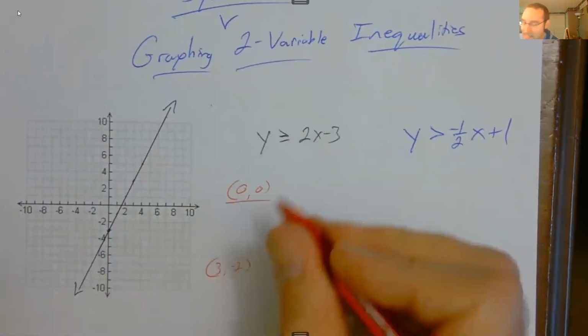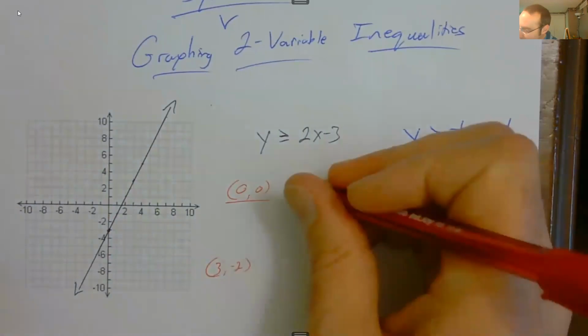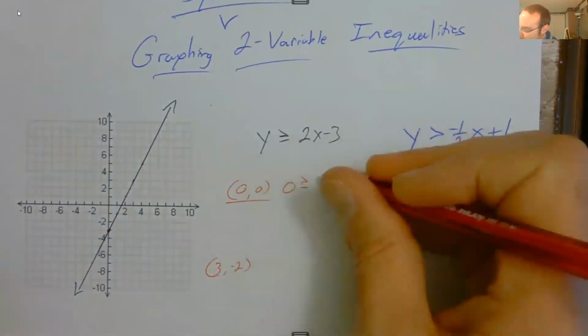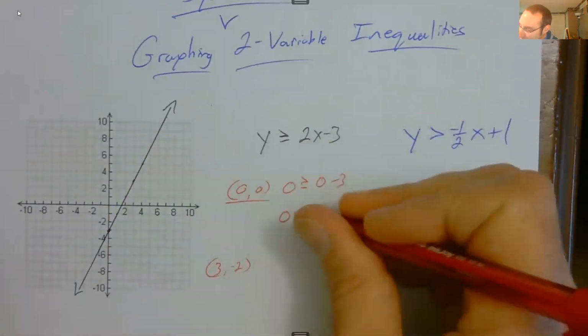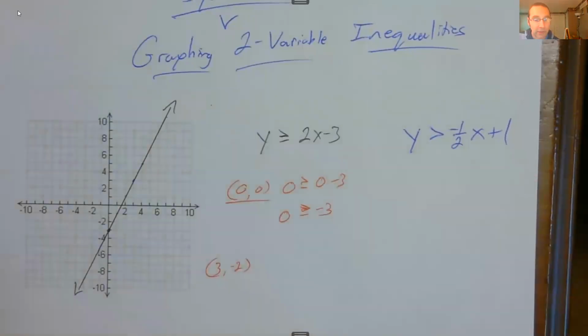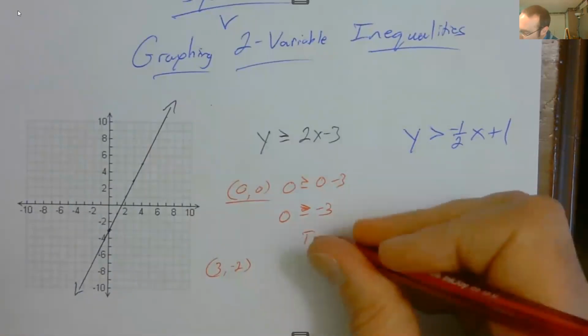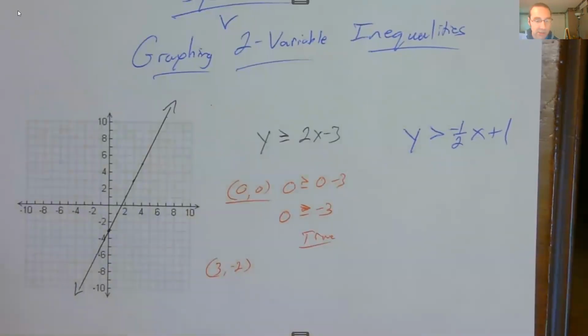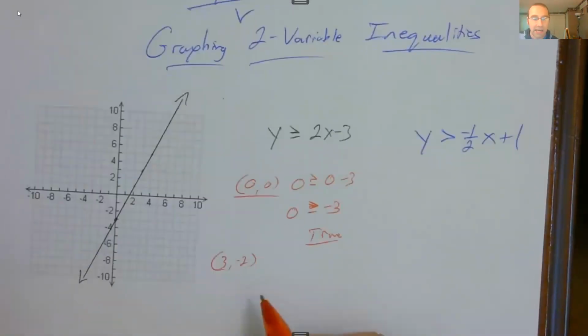So if I try 0, 0 in that inequality, I get 0 is greater than or equal to 0 minus 3. Is 0 greater than or equal to negative 3? Is that true or false? That is true. All right, great. So that one worked. 0, 0 worked. Let's just try 3, negative 2.